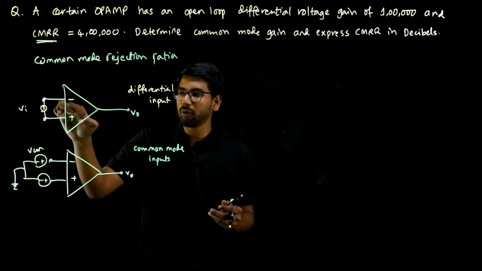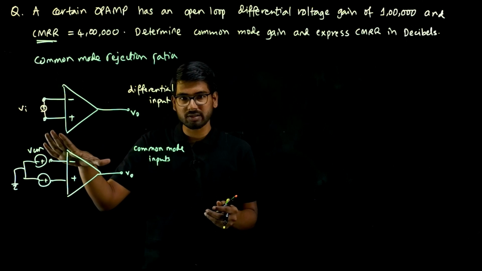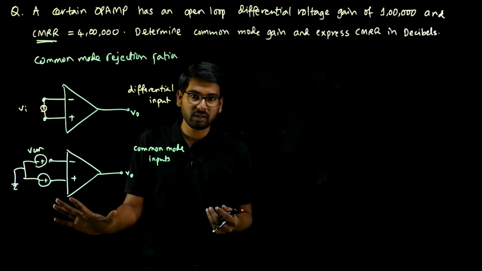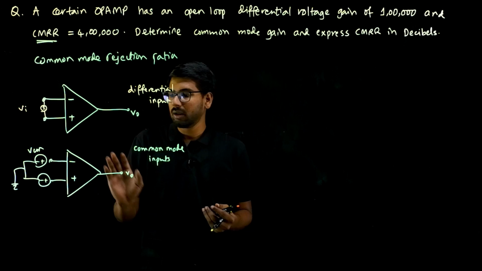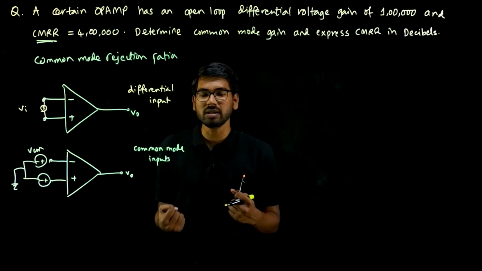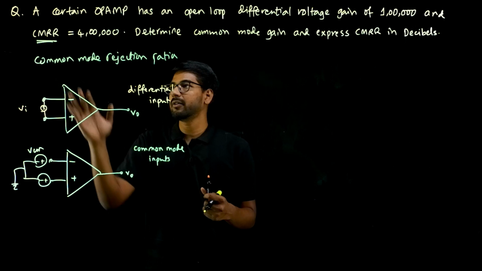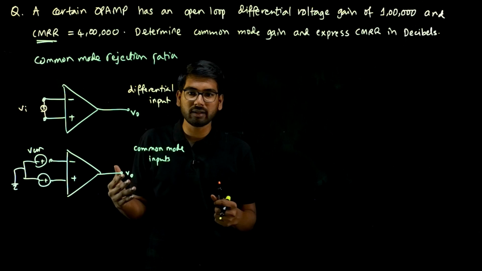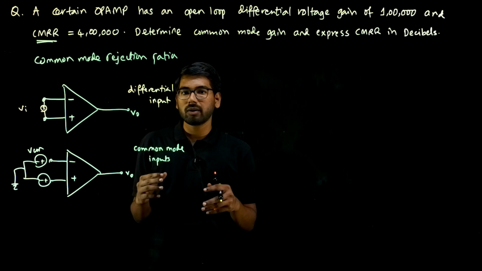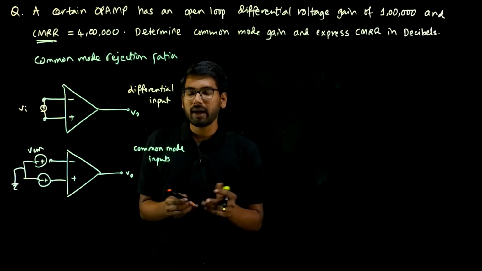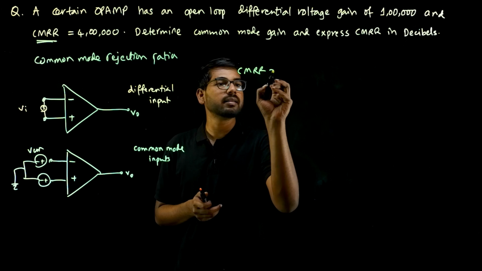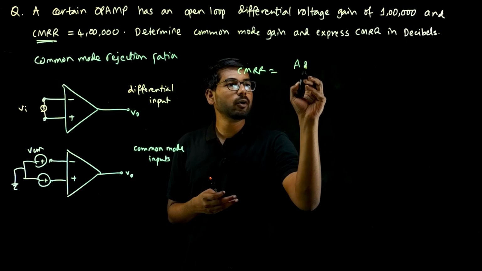Here both the terminals have different voltages, a differential voltage. Here both the terminals have the same voltage, so that is a common mode input. An OPAMP must have a high rejection capacity for common mode inputs. That's why the common mode rejection ratio is 4 lakh here. Ideally it is infinite. And the formula for common mode rejection ratio is CMRR equals AD over AC.